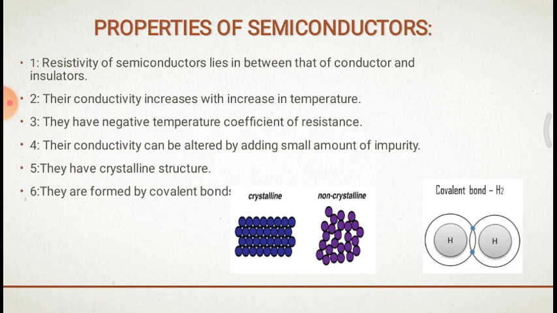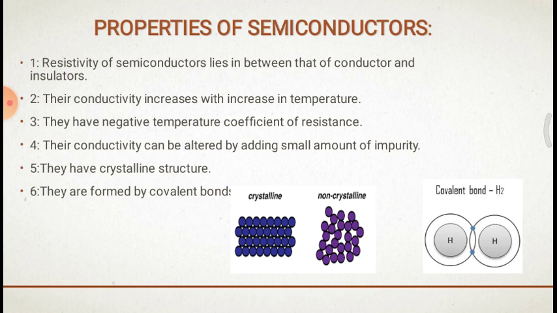Its conductivity increases with the increase in the temperature. If you go on increasing the temperature, that is, if you are giving thermal energy, then the conductivity also increases in case of semiconductors. They have negative temperature coefficient of resistance. What does negative temperature coefficient mean? The resistance decreases with increase in the temperature. What will happen? Resistance value decreases if you increase the temperature, that is, conductivity will increase. That is the meaning of that.